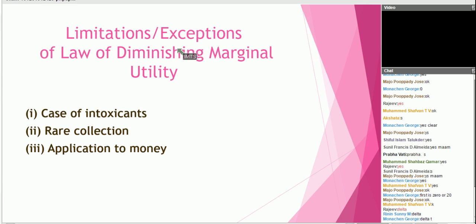Now, this law is not applicable in certain exceptions. In case of certain commodities, first, in case of intoxicants, people who are used to drinking and who cherish drinking liquor, for them the law of diminishing marginal utility will not hold good. Then rare collections, like someone having a rare collection of stamps or coins or some antique, that person is going to get more and more utility by having more and more, and his utility will keep on increasing. Then application to money. Obviously, everybody wants more and more money. There is no end to it. So we also want more and more.